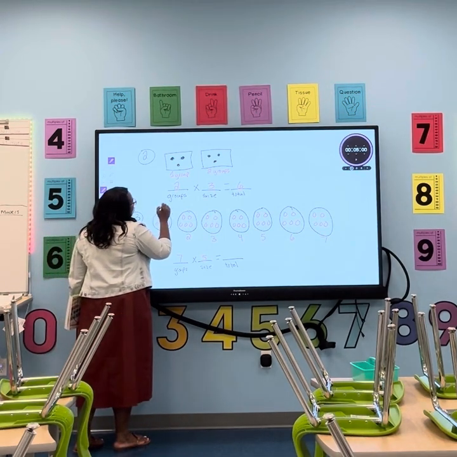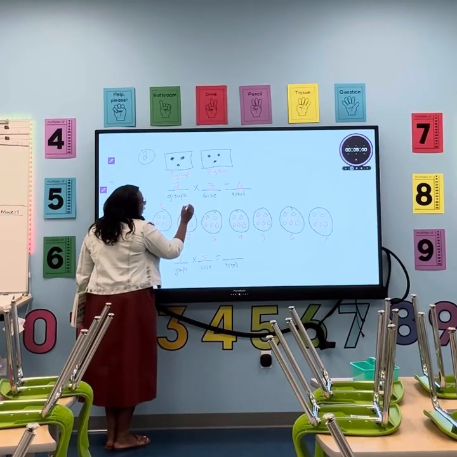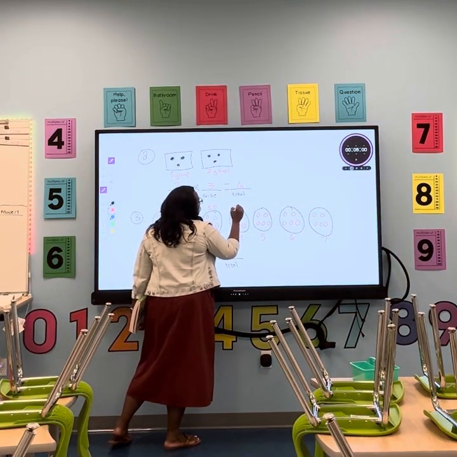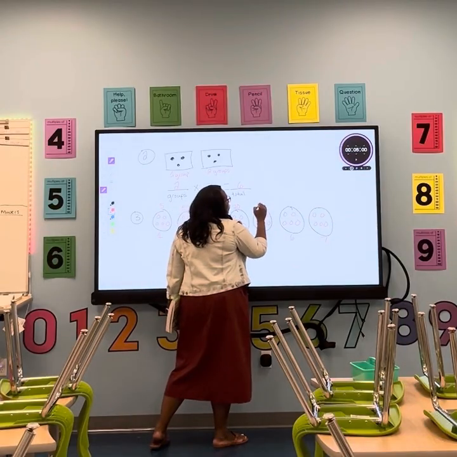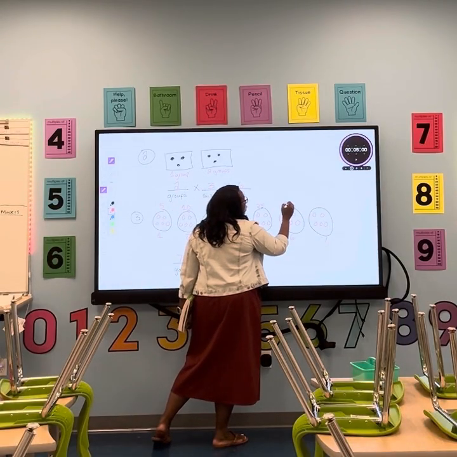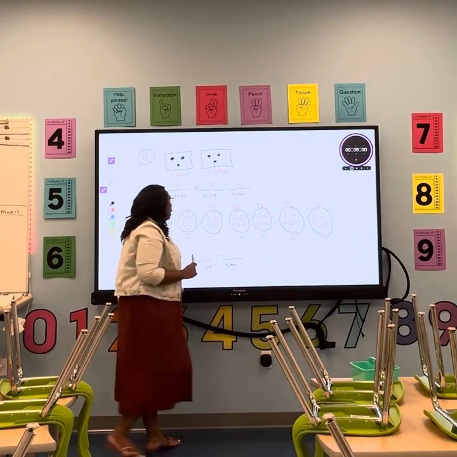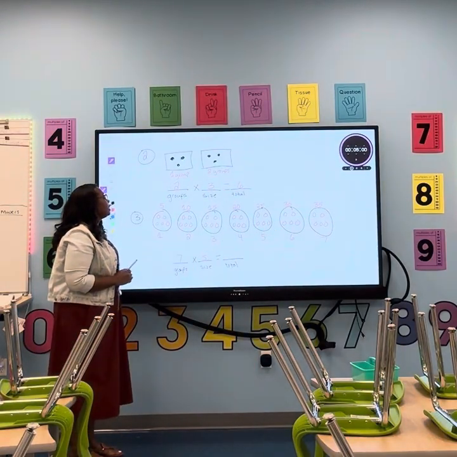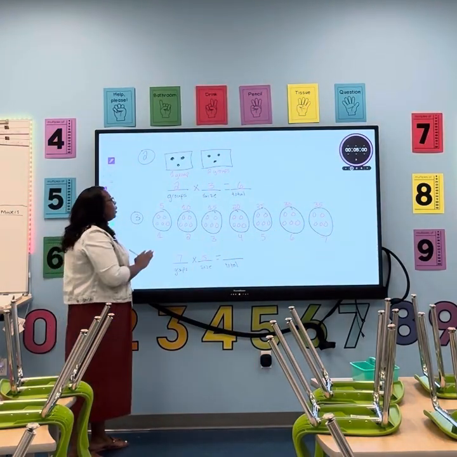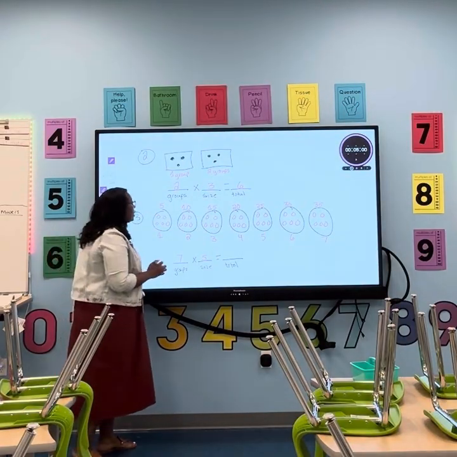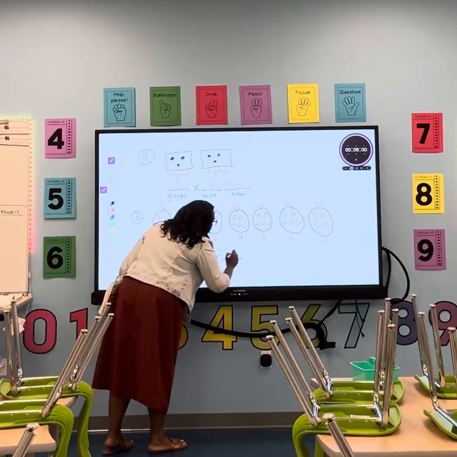This is going to be 5, then 10, 15, 20, 25, 30, 35. Okay? So now, when I did my skip count, we had a total of 35 chocolate chips. So my total is 35.